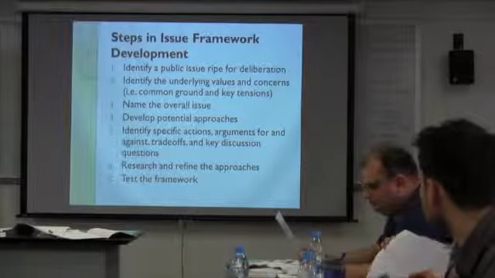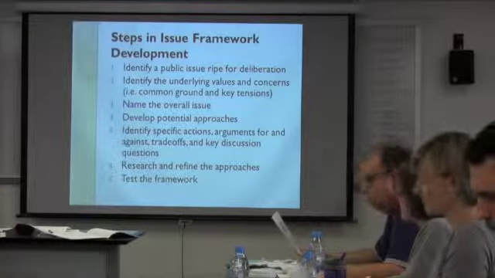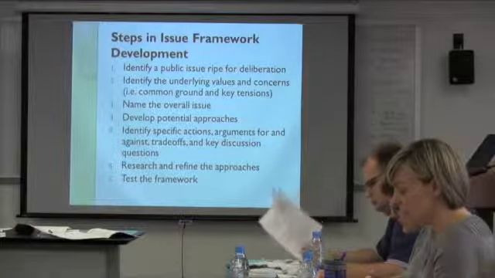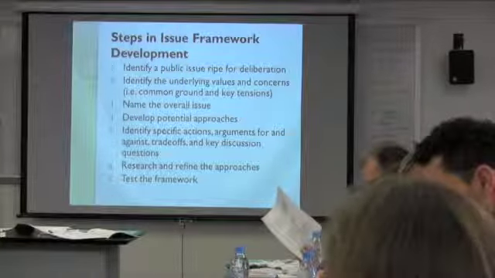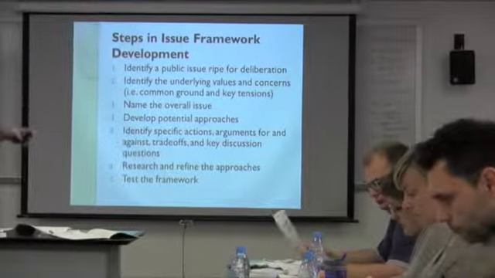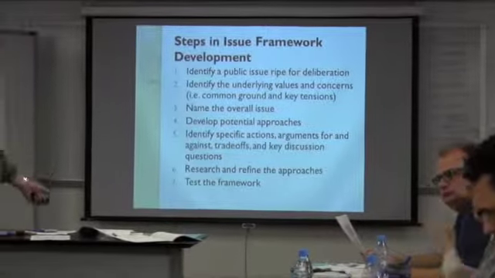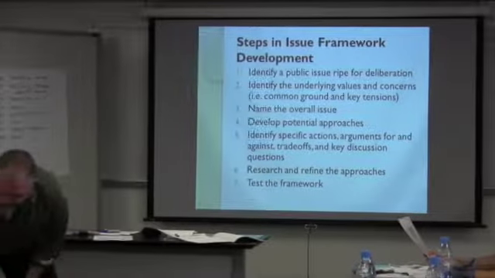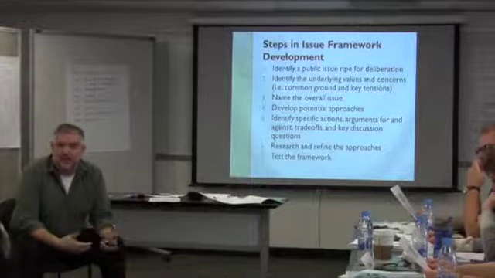So these are the broader steps if I were doing it as a public process. Doing it in class, you'll recognize that there are certain steps that you kind of skip as we go. But I'll walk through these really quickly, and then walk through the presentation more slowly. So first, you need to identify a public issue right for deliberation. I have a slide in a second about what rightness means.